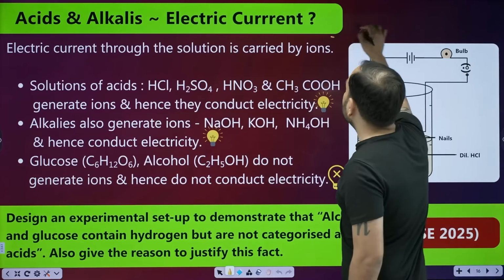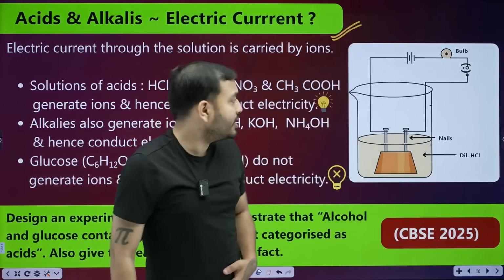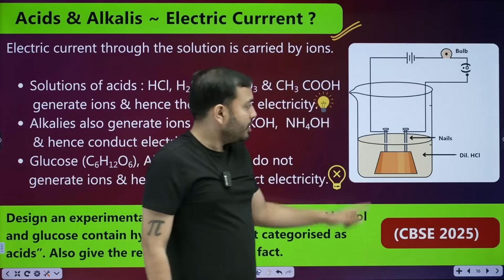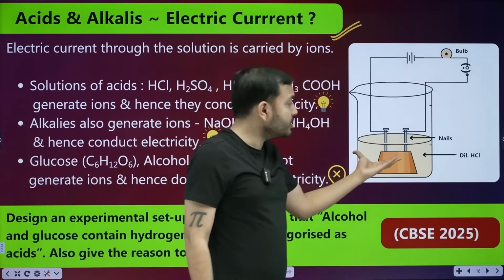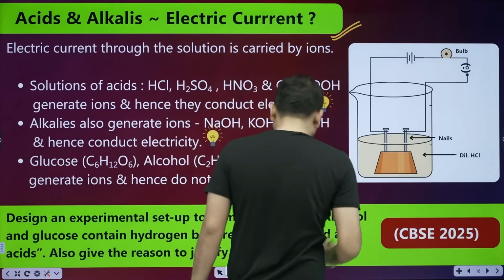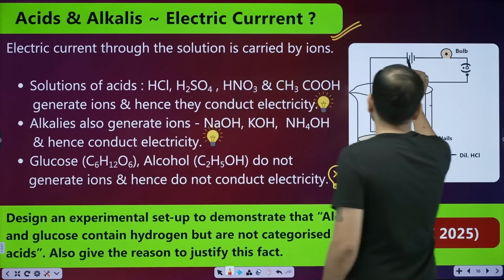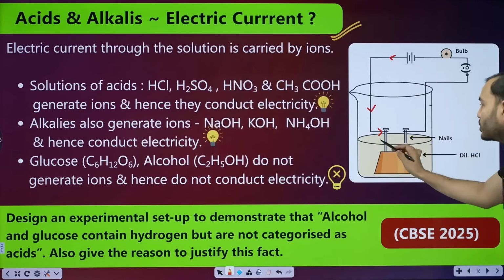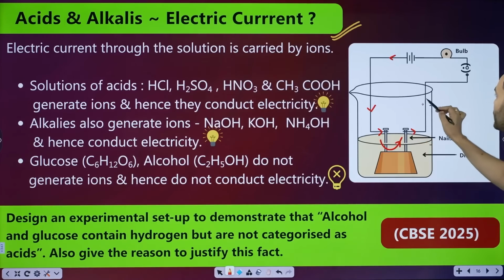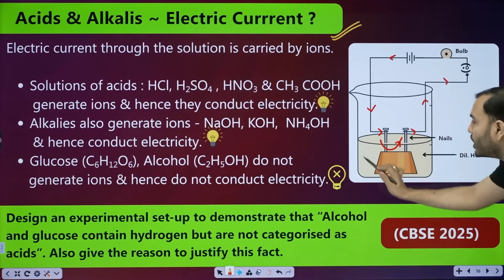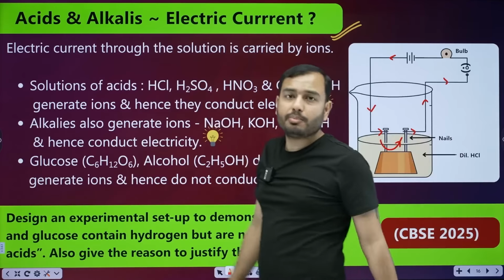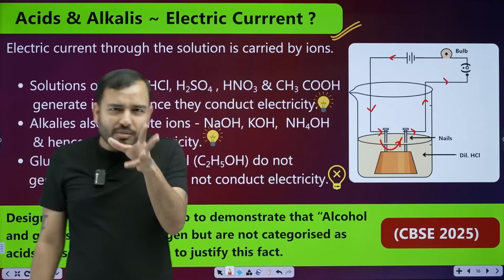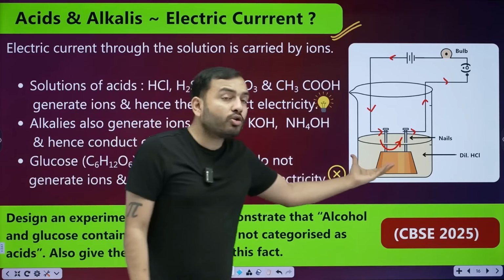Acids and alkalis, electric current. Now understand. Here we have some solution, some wires and a bulb. This circuit will only complete when electricity passes through the solution. Here is the battery. The current goes through the solution and then onward. The circuit will only get completed when the solution lets the current flow. Pure water doesn't let current flow. If you add a little bit of salt, then the current flows. The solution has to be conducting.